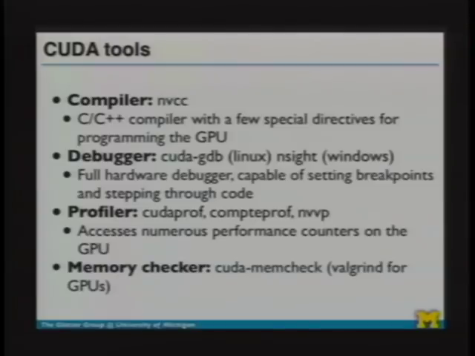There is a debugger, CUDA GDB on Linux, and there's NSIGHT on Windows. NSIGHT has a GUI, CUDA GDB does not. I'll get to Linux GUIs in a moment. But in either case, it's a full hardware debugger. You can set a breakpoint in the code, step into it, inspect variables. Everything you expect from a debugger you can do.